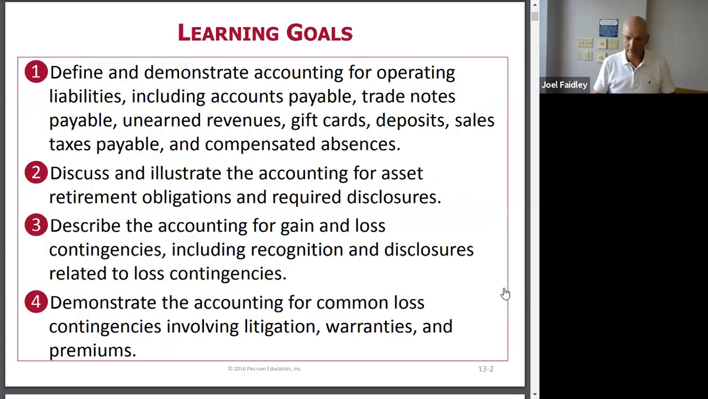All right, so 4 learning goals here. The first one is a sort of a catch-all for everything from accounts payable to trade notes payable. We'll learn more about notes payable in Chapter 14. Unearned revenues, you've already touched on in Chapter 8. When you receive cash for something that you haven't earned yet, it is a liability. Gift cards. What about a deposit? Sales tax payable. Compensated absences, things like vacation. All these are your current liabilities, what you expect to have to fork over cash for in the coming 12 months.